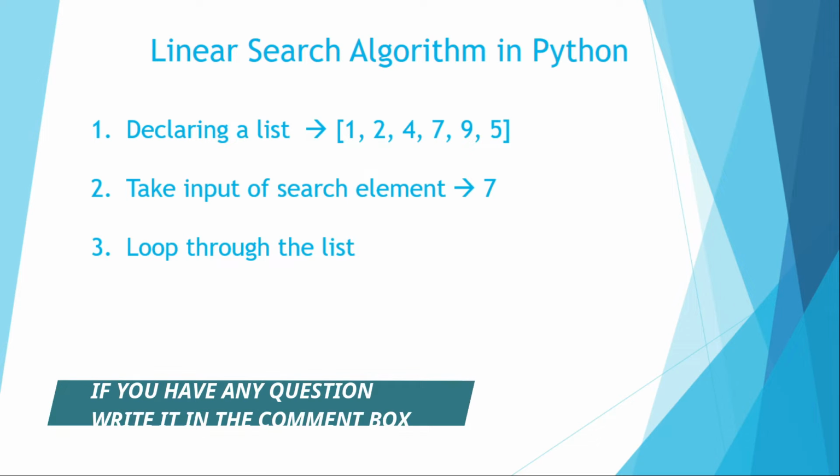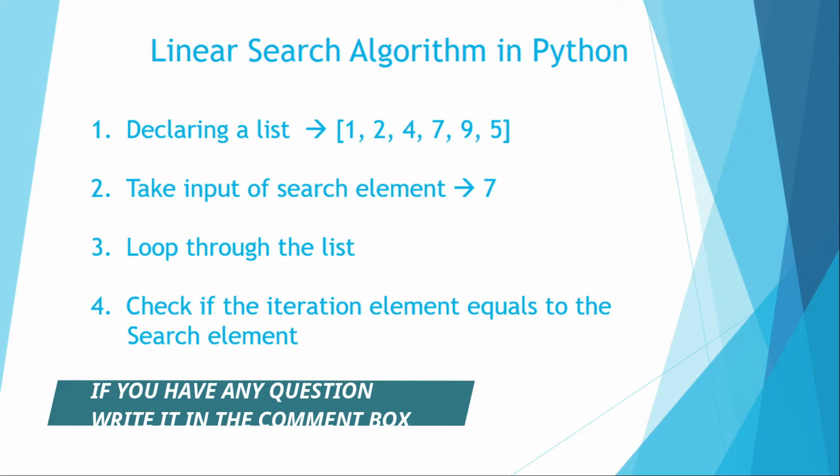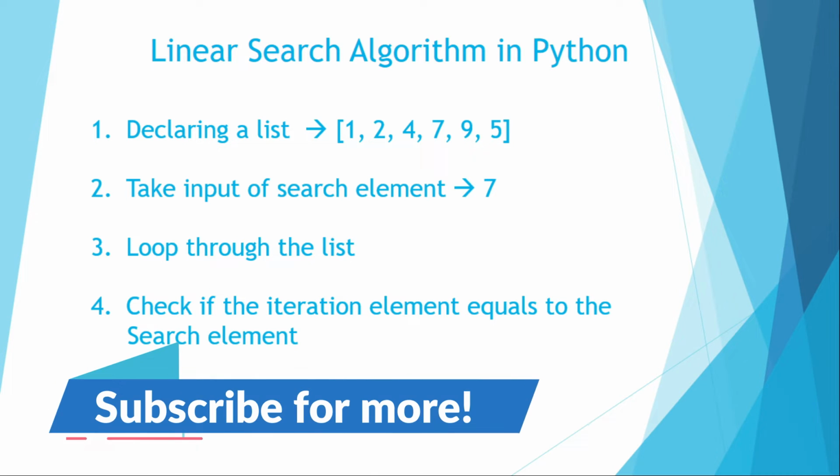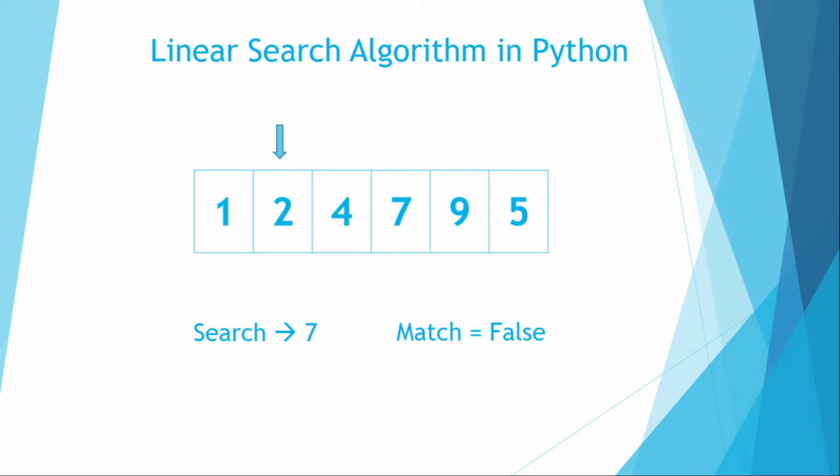Now, we will loop through the list. We will check if the iteration element equals the search element. If it matches, print element found, else print element not found. This is how our loop will work.